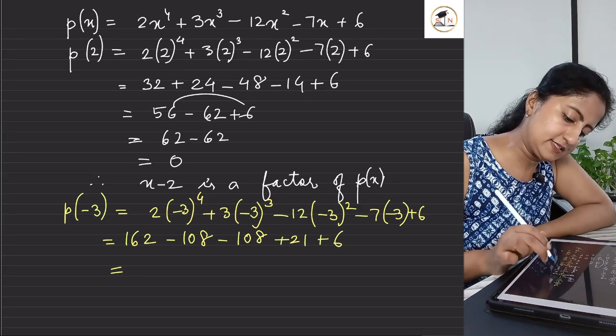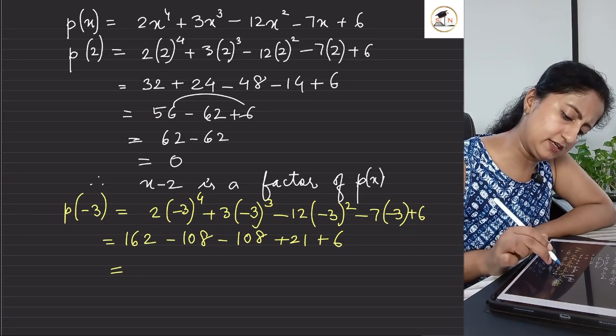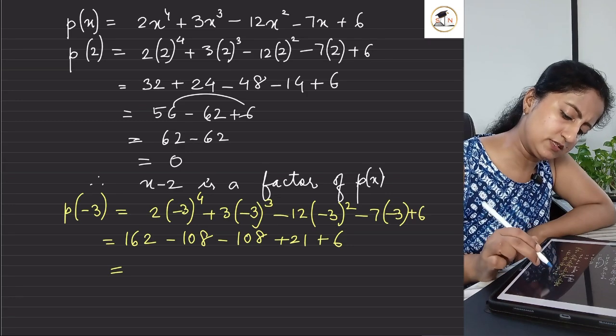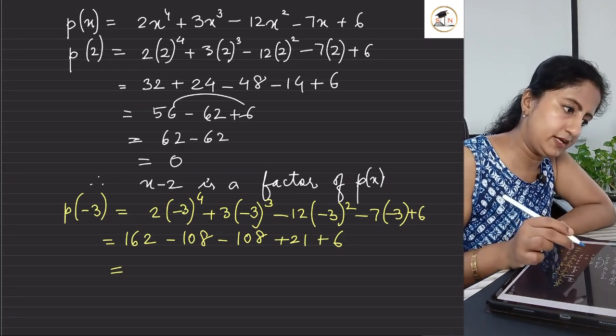So now let's calculate. This is positive, this is negative, this is negative once again, and positive. So what do we get over here?